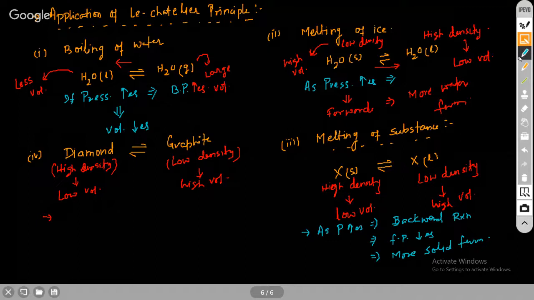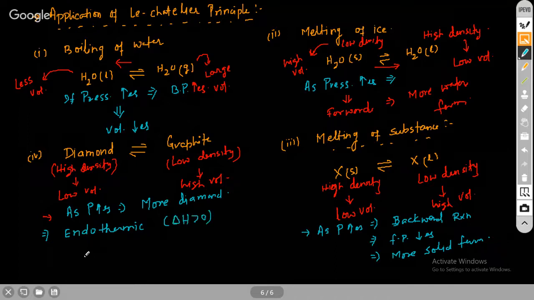As pressure increases, it should be opposite. The same thing, I'm not writing down everything here: more diamond forms. Okay, one more piece of information. This process is an endothermic process. You should keep this in mind, so delta H should be greater than 0.